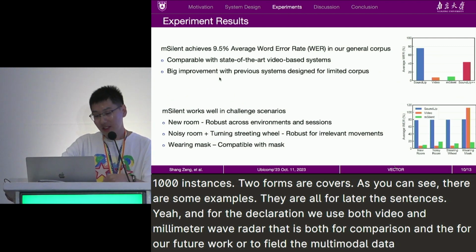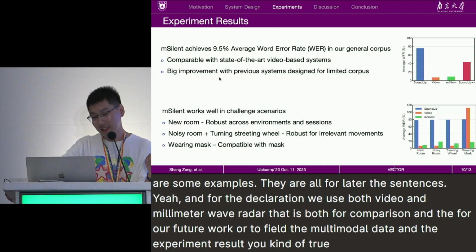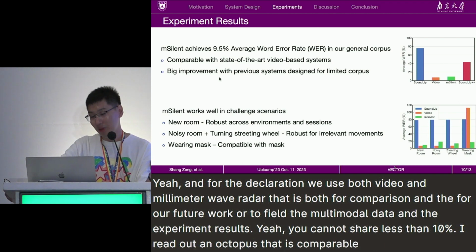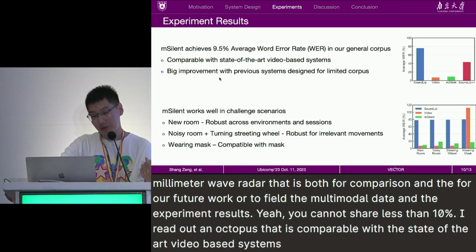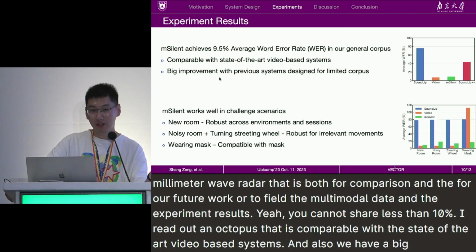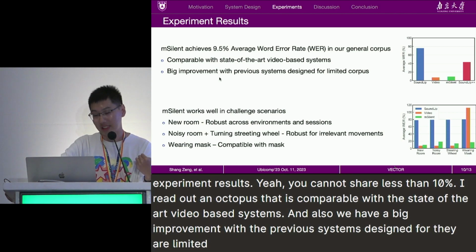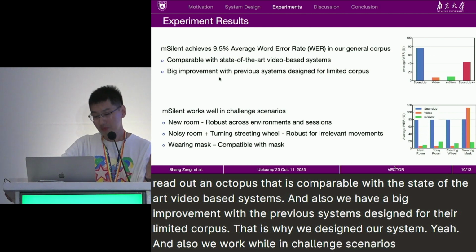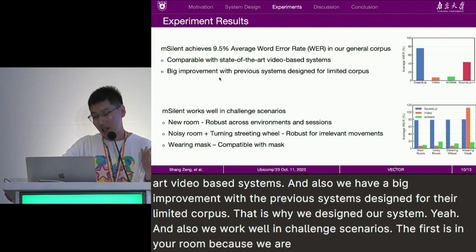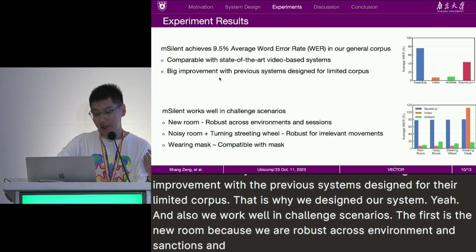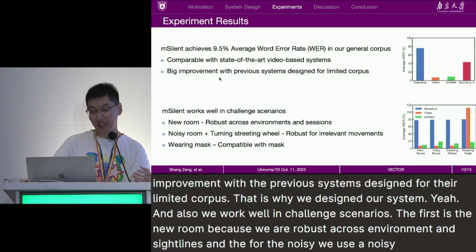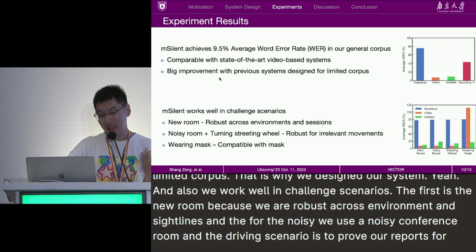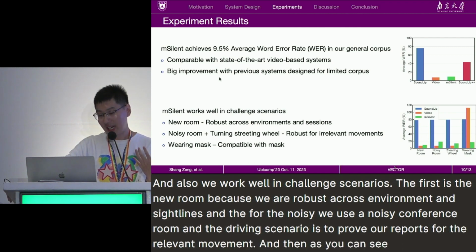And for the experiment results, we can achieve less than 10% average WER in our general corpus. That is comparable with the state-of-the-art video-based systems. And also we have a big improvement over the previous systems designed for their limited corpus. That is why we designed our system. And also we work well in challenging scenarios. The first is the new room, because we are robust across environments and sessions. And for the noisy, we use the noisy conference room and driving scenarios to prove our robustness to irrelevant movement. And then, as you can see, when the user is wearing a mask, we can also work.